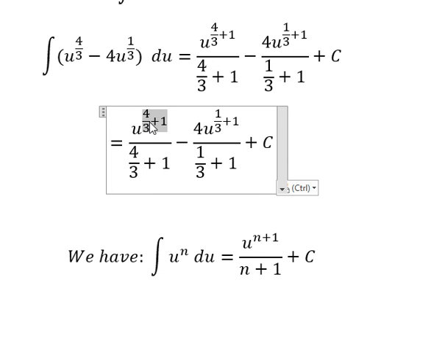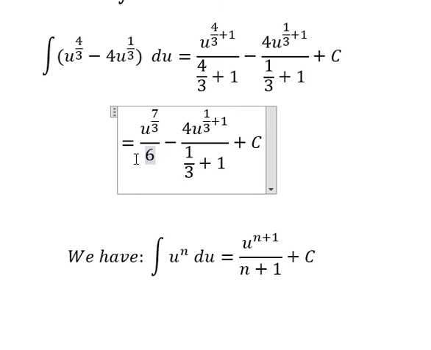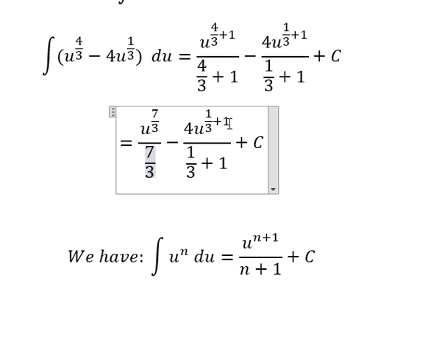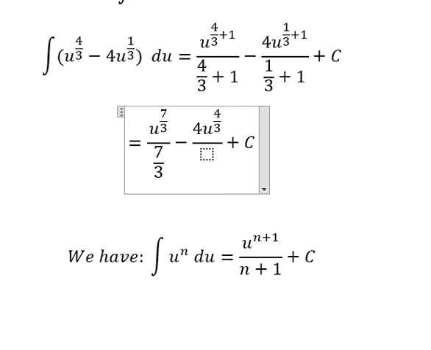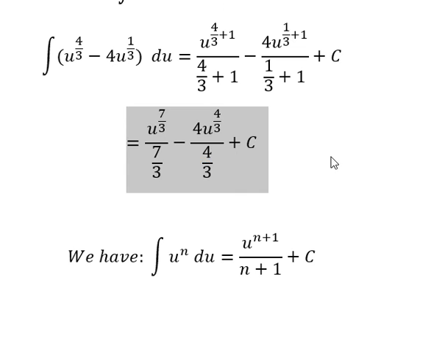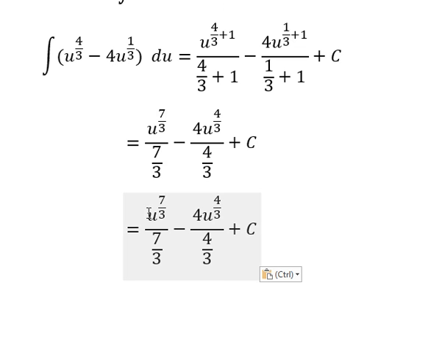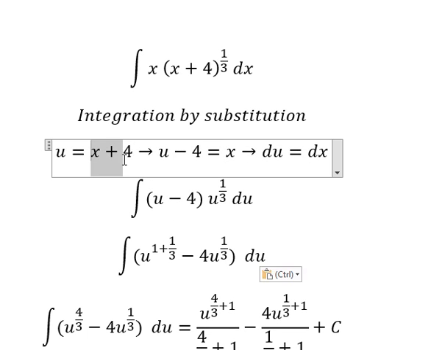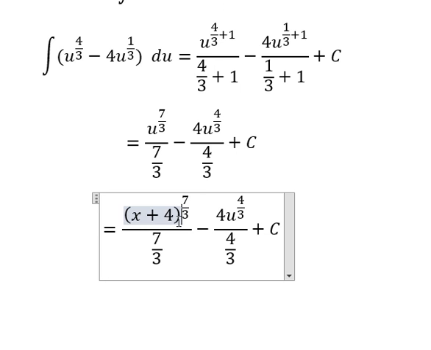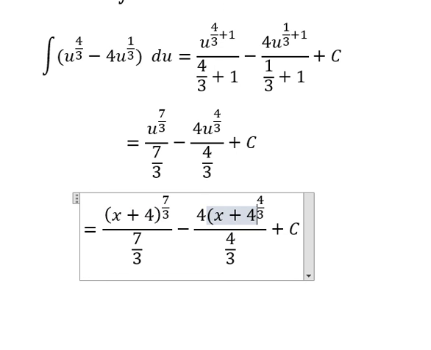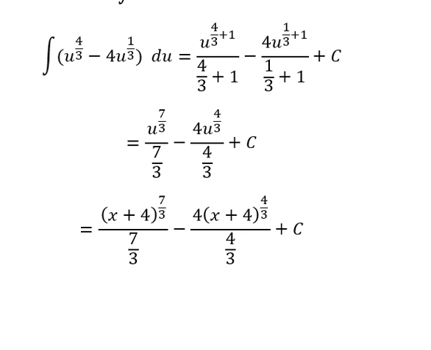This one we have 7 over 3. This one we have 4 over 3. About u, that is about this one. And this is the final answer.